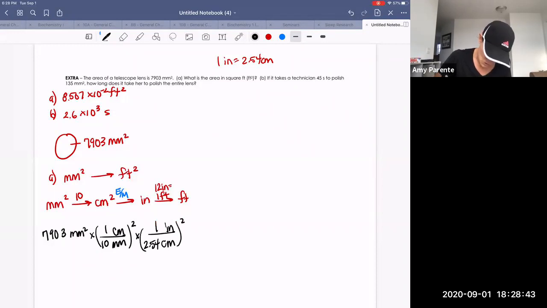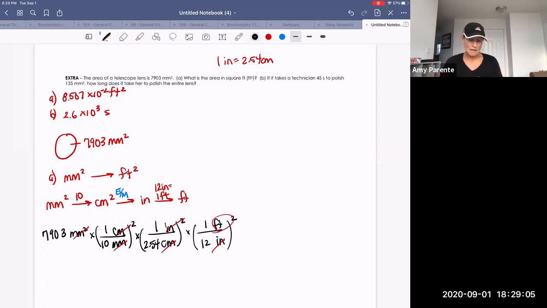So I'm always making sure that we're putting our stuff in the right spot. And now inches and feet. 1 foot is going to be 12 inches. I've got to make sure to square that one as well. Looking at my units, millimeters go away, centimeters go away, inches go away, and I'm left with the feet squared that I want. So now I just need to go through and do this in my calculator.